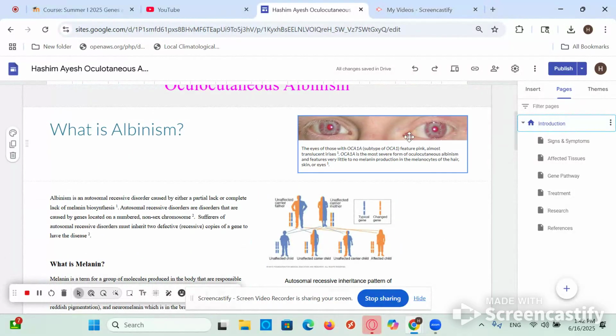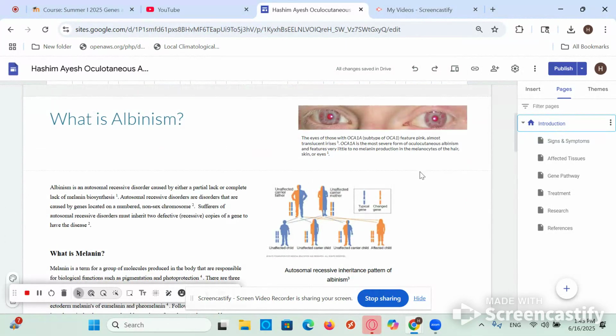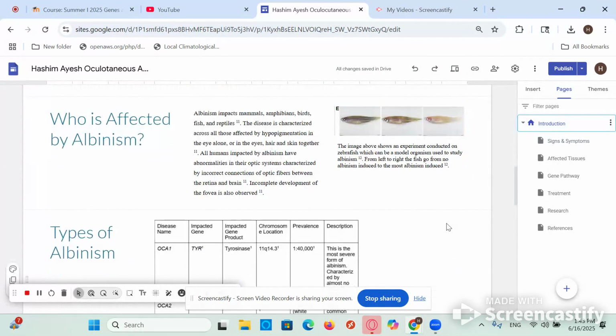I chose the diagrams and pictures as I did because of their simplicity, but also their appeal. I like this image with the eyes, the transluminescent irises. It's a little creepy, I guess, but I think it draws people in and it shows very clearly the kind of phenotype you see with at least OCA1 albinism.